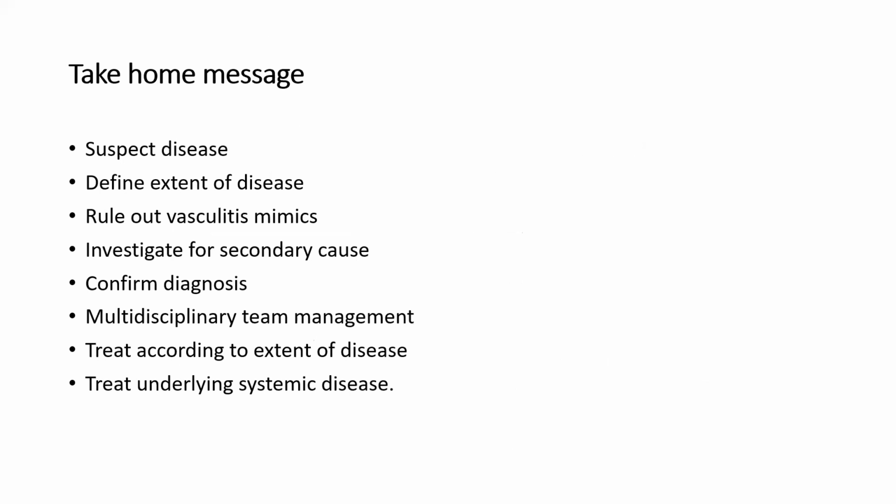Then the take-home message from all of us, students, registrars, physicians, specialists, subspecialists: we should suspect vasculitis based on the features that we have discussed. When you see vasculitis, you have to define the extent of the disease, and very importantly, rule out the vasculitic mimics, because that will decide how you treat the patient. Investigate for a secondary cause and treat. Confirm the diagnosis with the investigations we've gone through.